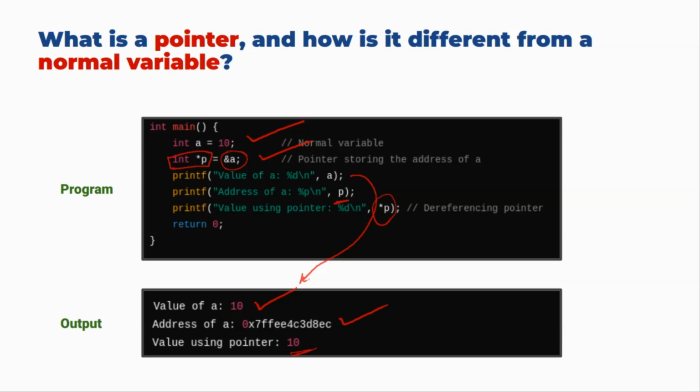So *p basically dereferences a pointer. We use the star operator to dereference a pointer to get the value which pointer p is pointing to.